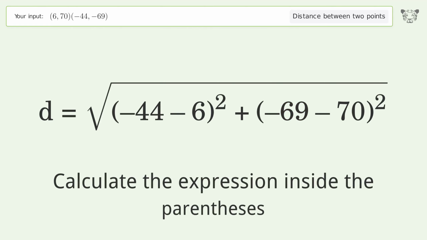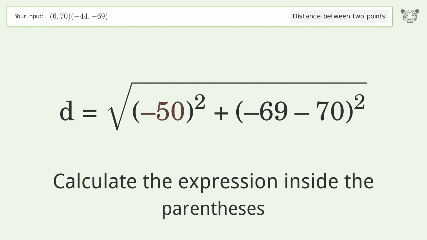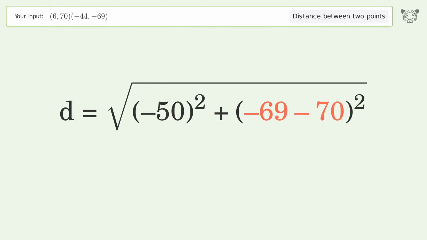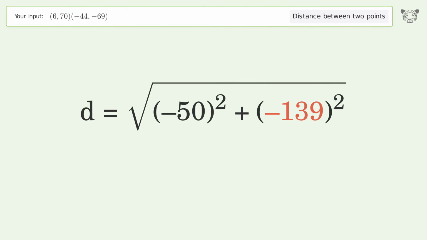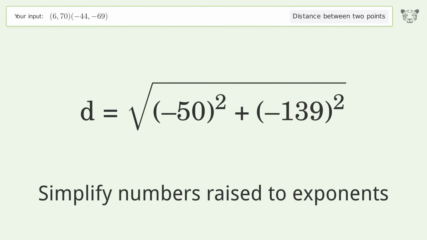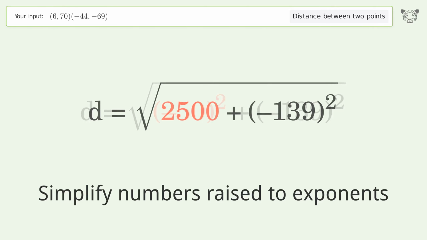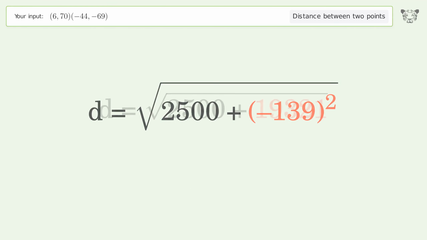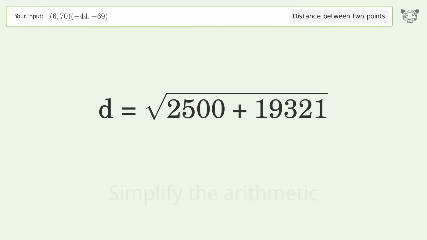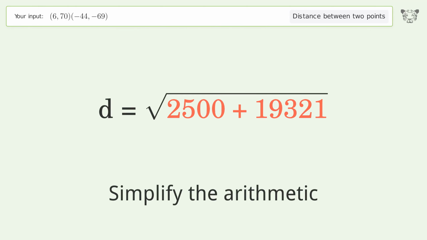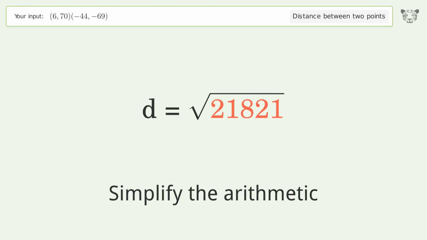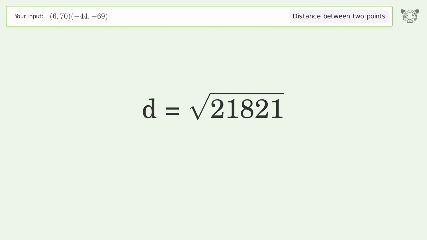Calculate the expression inside the parentheses. Simplify numbers raised to exponents. Simplify the arithmetic. And so the distance between the 2 points is the square root of 21,821, or 147.719.